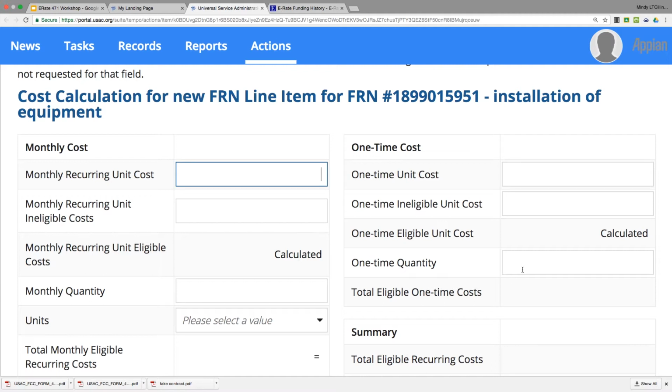So I had two different contracts here. I bought it all from one place, but I'm having the local guy install it. So the monthly recurring cost is 0, the ineligible costs are 0, and the monthly quantity is 0.